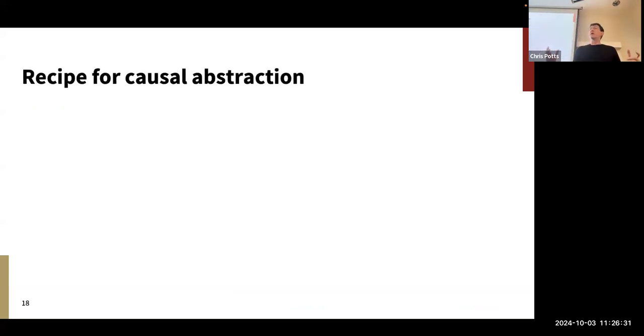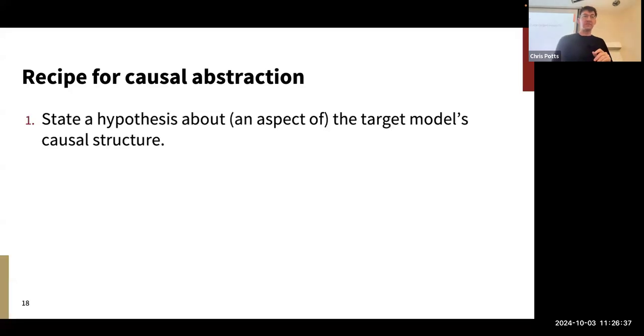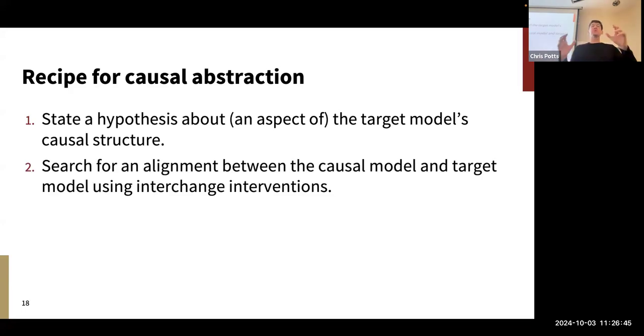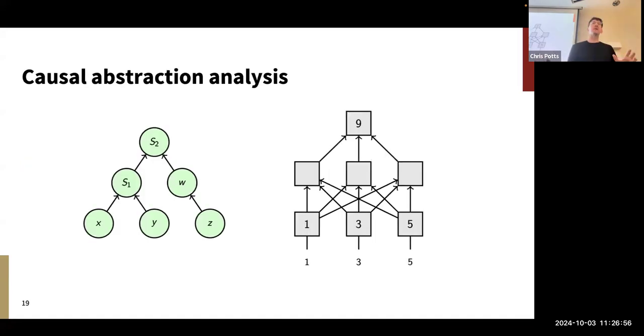To give you a sense for how that works, I want to start with a very simple example, a simple causal abstraction analysis. Here's how this will work. We're going to state a hypothesis about some aspect of our target model's causal structure. And then we're going to search for an alignment between the causal model we stated and the target model. And the core technique for that is something that we call an interchange intervention. So here's a simple example.